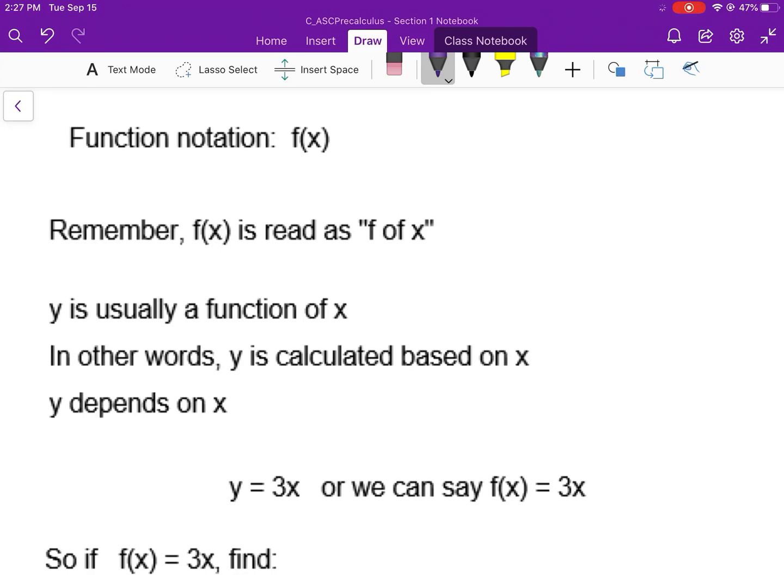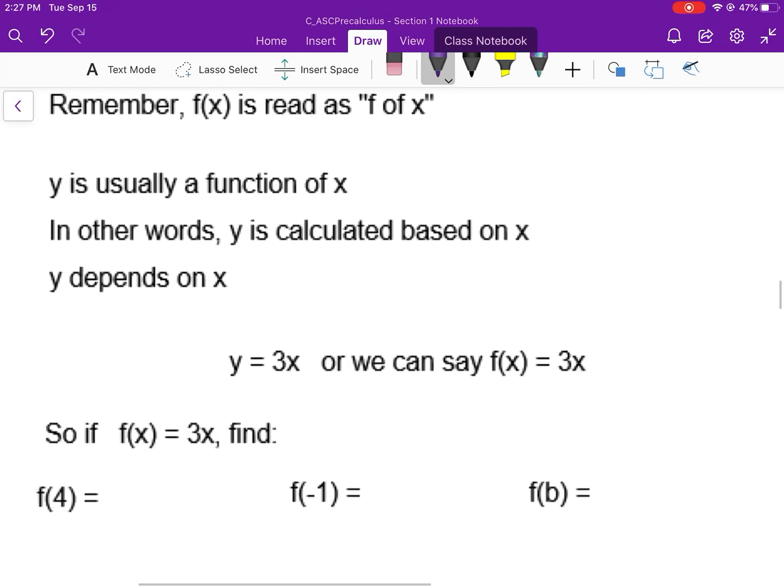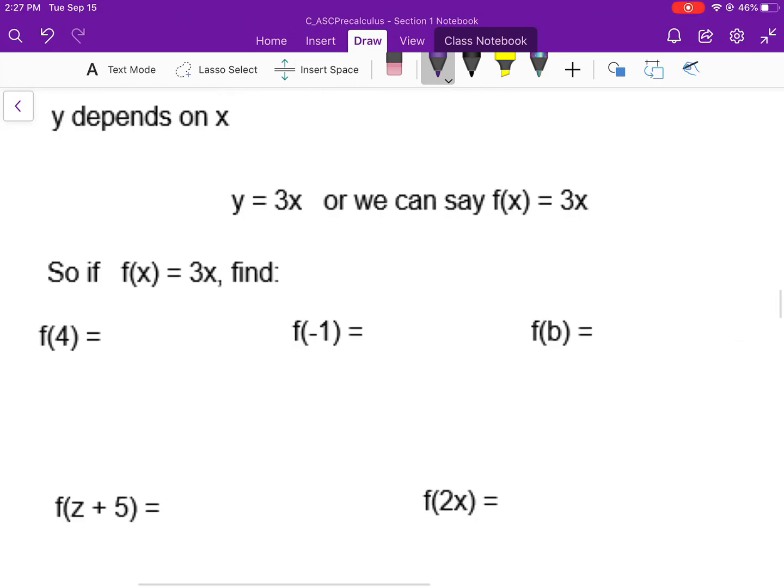Okay, so back in the day, you used to call it f of x, or the function of x. So we would write f of x. So here I have y equals 3x. We can say that y is a function of x. Y depends on x. So this is f of x is equal to 3x. So remember when we found these, all you had to do was plug it in.